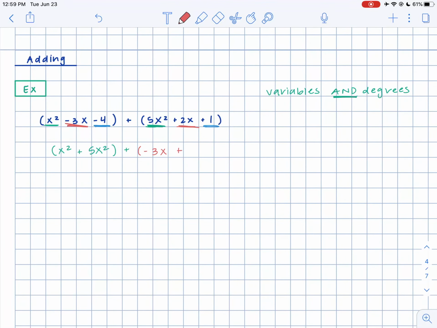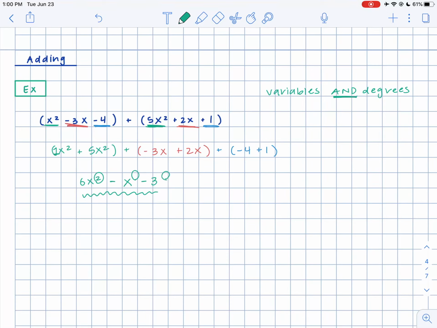So this is our final answer, a polynomial written in descending order. We go from 2 to 1, and remember, a constant has a degree of 0. That's our final answer. So let's go on to an example, subtracting polynomials. Now this is exactly like adding, it's just that there's one extra step, and I'll point that out.